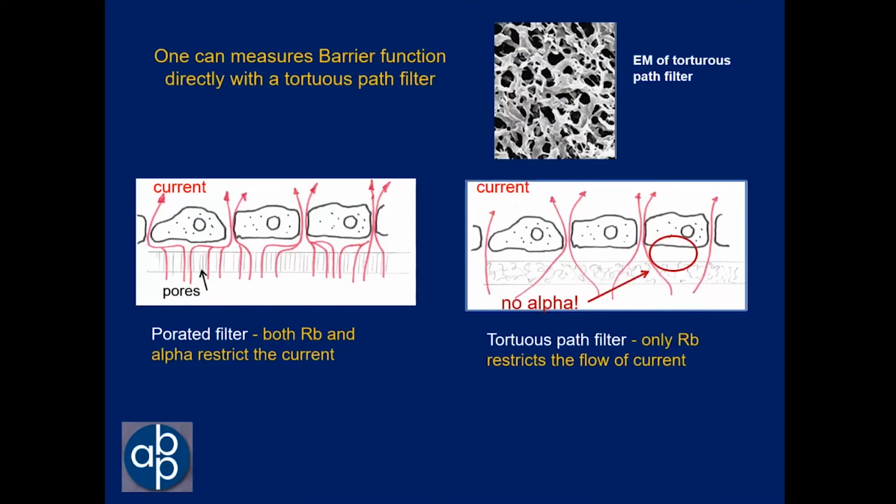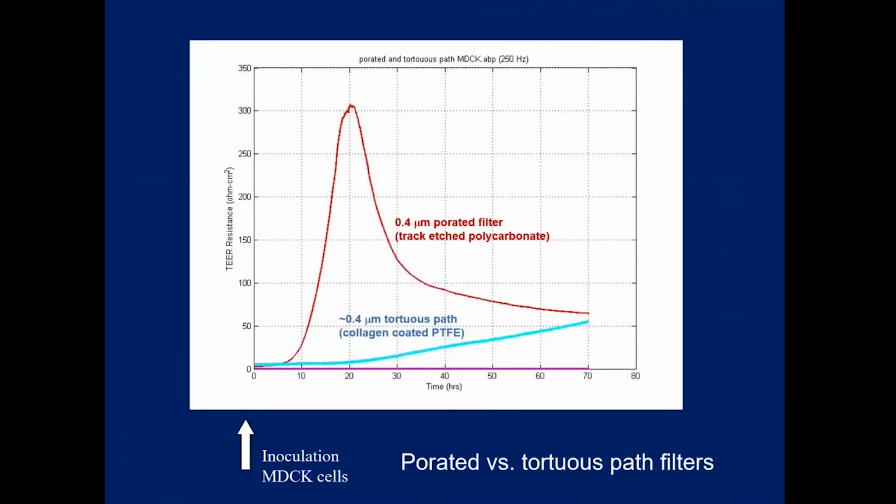And in fact, if you grow cells using our Tier 24 in this case on pore-rated filters and on collagen-coated tortuous path filters, these are the data we see with this very tight MDCK cell layer. Again, with a tight layer, we don't have to worry about alpha as these curves come to the final value of maybe 60 ohm centimeters squared.